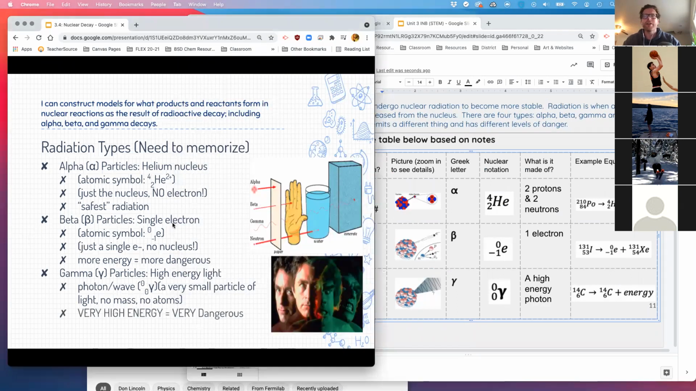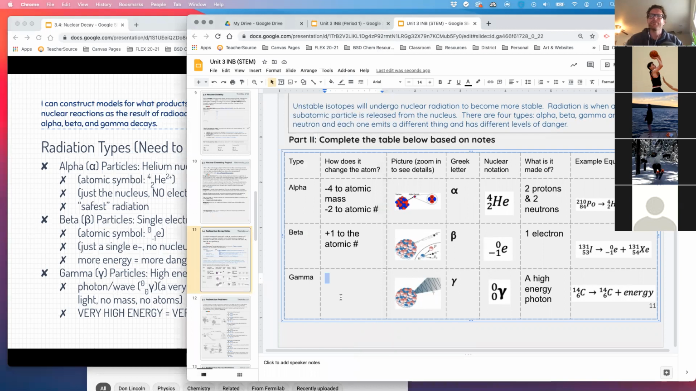Okay. And like in comic books and superhero movies, this is the stuff that causes like radiation, like DNA changes that make you turn into the Hulk or whatever. So what I'm going to put here is no change to atomic mass or atomic number.